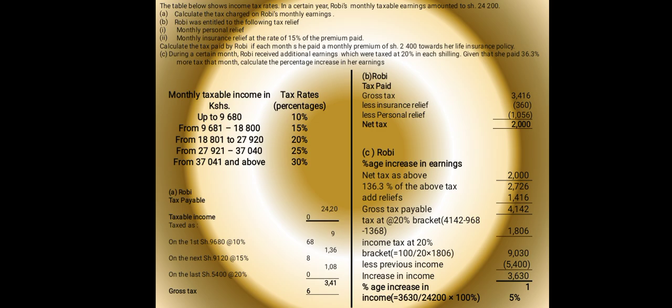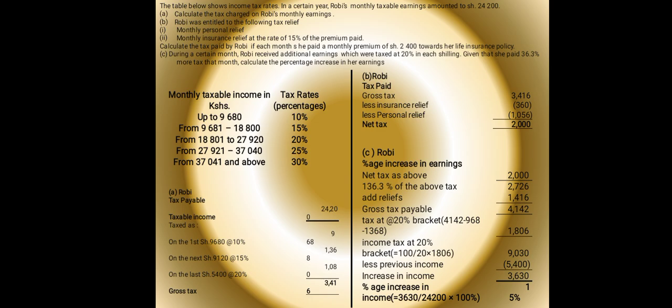C. During a certain month, Robbie received additional earnings which were taxed at 20% in each shilling. Given that she paid 6.3% more tax that month, calculate the percentage increase in her earnings.